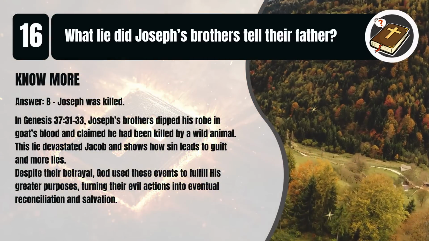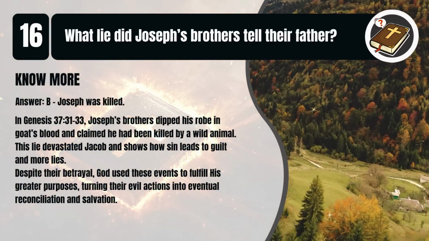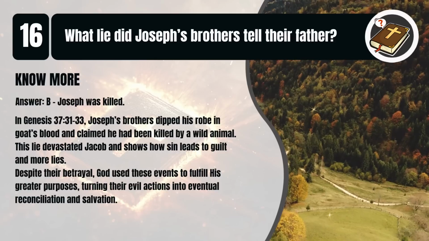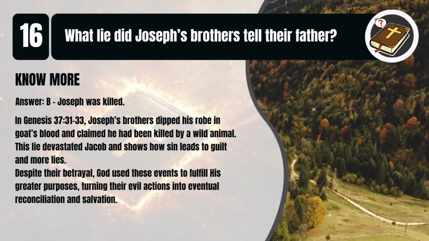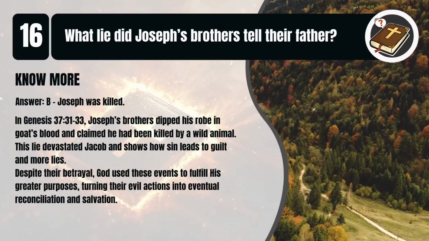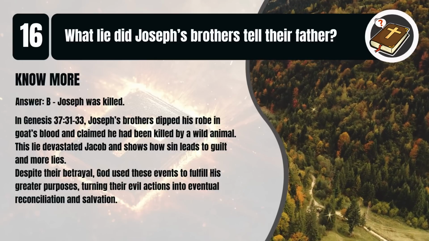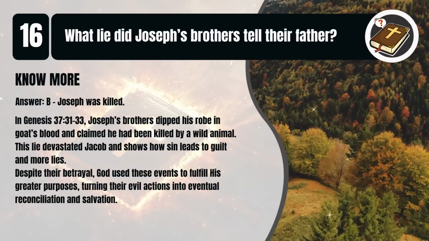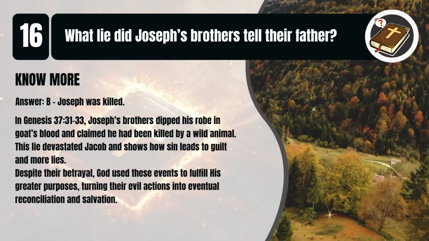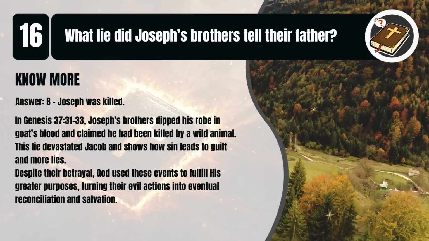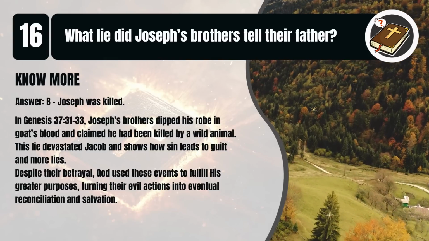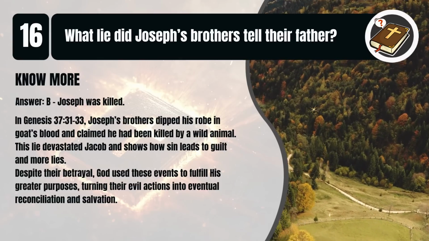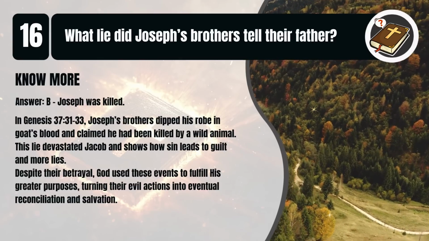That's B. Joseph was killed. In Genesis chapter 37, verses 31 to 33, Joseph's brothers dipped his robe in goat's blood and claimed he had been killed by a wild animal. This lie devastated Jacob and shows how sin leads to guilt and more lies. Despite their betrayal, God used these events to fulfill His greater purposes, turning their evil actions into eventual reconciliation and salvation.